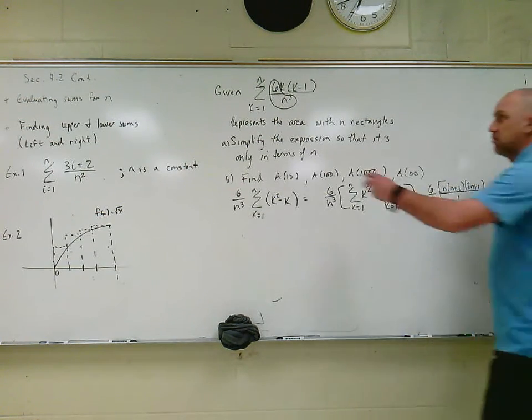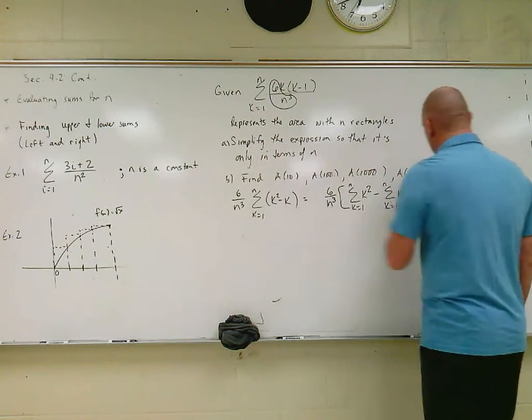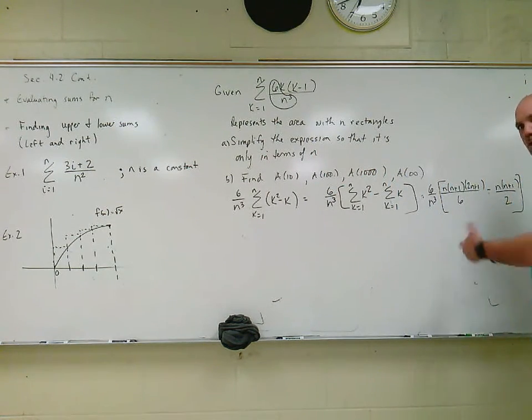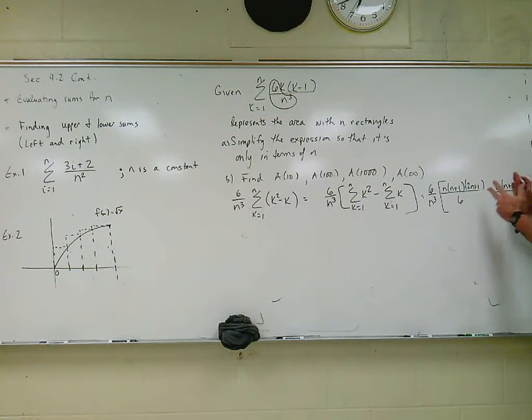It says simplify the expression so that it's only in terms of n. That's this. However, I like to clean it up a little bit more so that I can let n go to infinity. So what I typically do is I'll make it one fraction. So I'll get a common denominator here. You don't have to expand this. You can leave it like this.